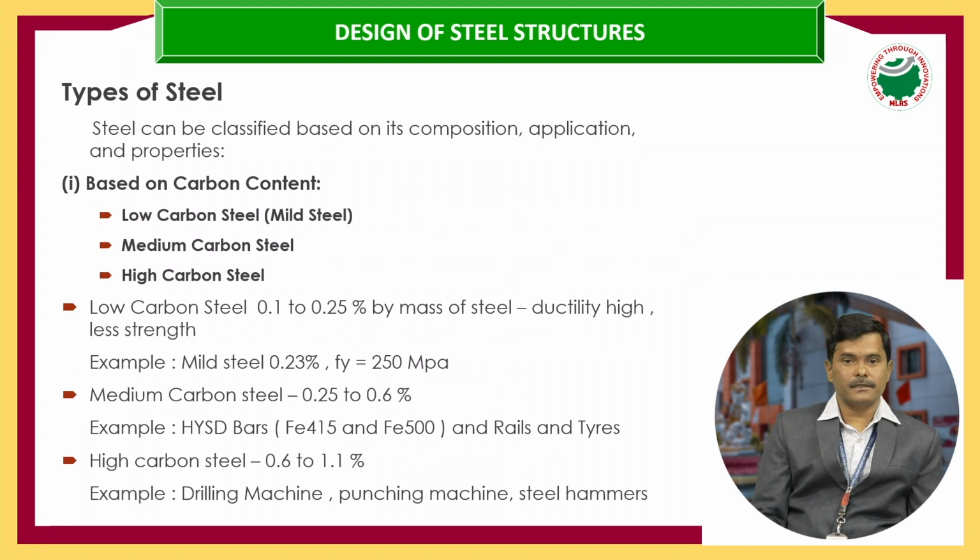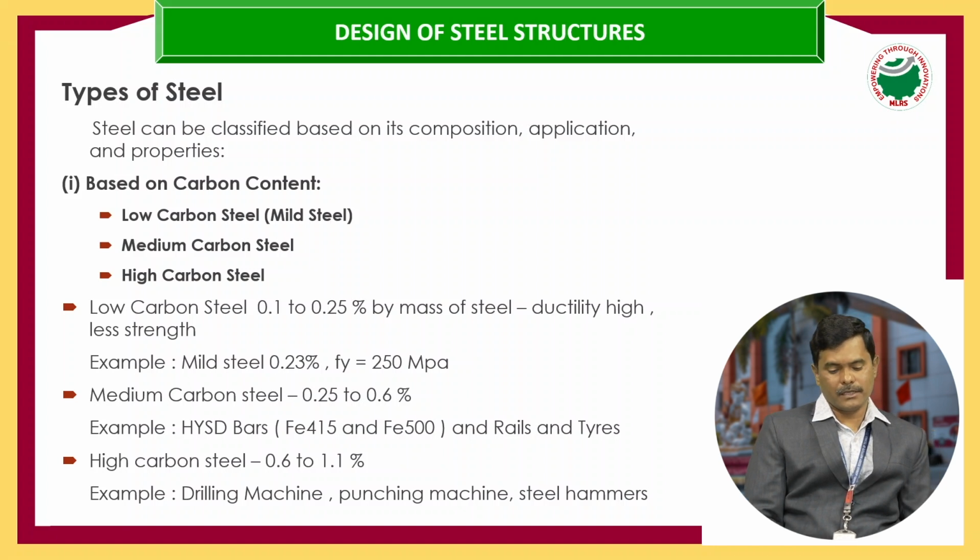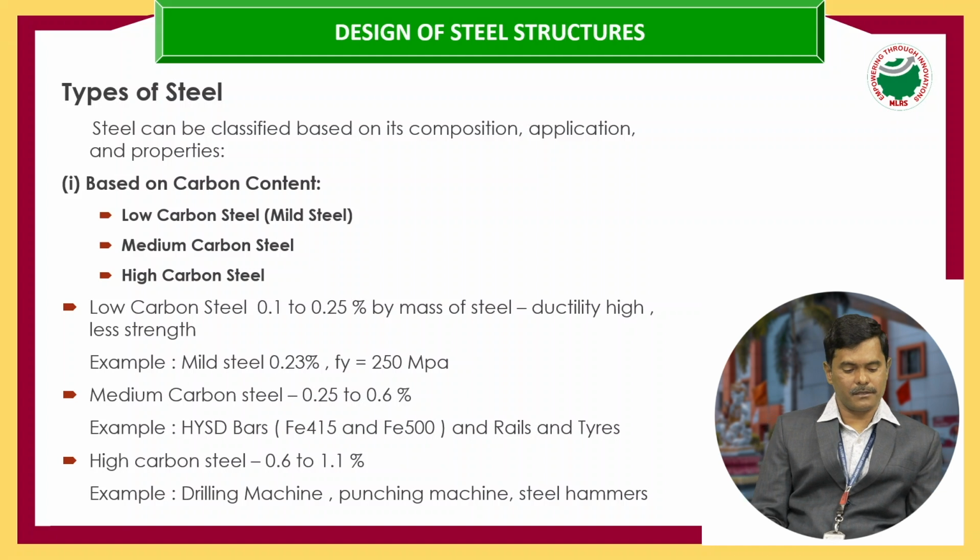Now we can see the types of steel. Steel can be classified based on its composition, application, and properties. Based on the carbon content, steel can be classified as low carbon steel, mild steel, medium carbon and high carbon steel. Low carbon steel is 0.1 to 0.25 percentage by mass of steel. Ductility is high but strength is less. Example, mild steel. Mild steel has 0.23 percentage of carbon content. The yield strength of mild steel is 250 megapascal.